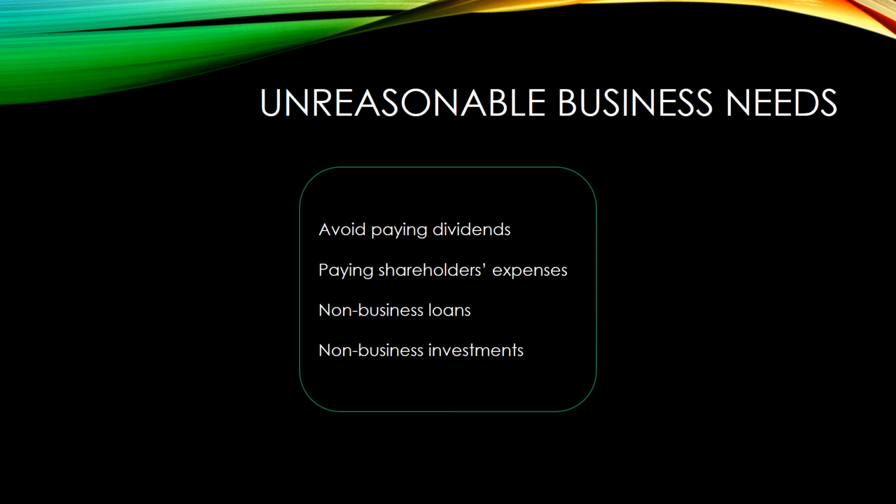The IRS considers any of the following to be unreasonable business needs: avoiding paying dividends, paying the shareholders' personal expenses, providing loans to shareholders or related corporations, providing loans that have no business purpose, or saving for investments that are unrelated to the business's activities.